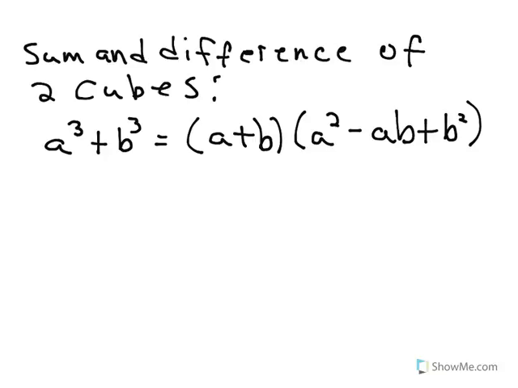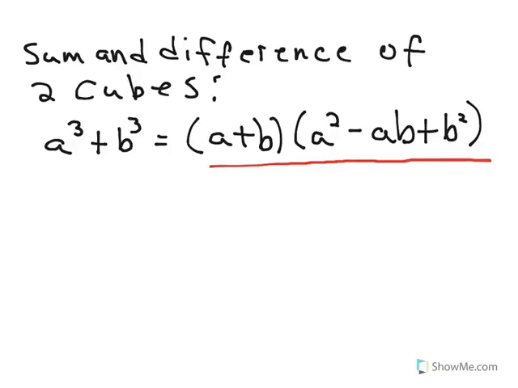Sum and difference of two cubes. A to the third power plus b to the third power equals a plus b times a squared minus ab plus b squared. This is the formula you need to use when you are factoring the sum or the difference of two cubes. In this case, it's the sum.